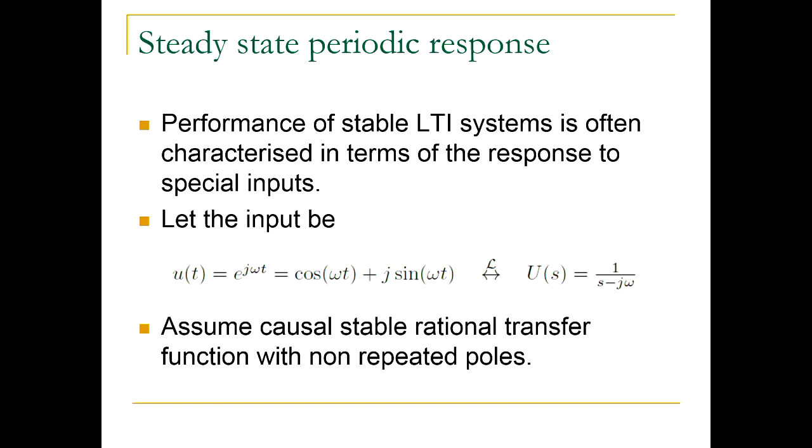So what I'm now assuming is that I have a causal, stable, rational transfer function with non-repeated poles. Why non-repeated poles? Well, calculations are simpler. We can repeat this proof for repeated poles, but then calculations will be a bit more difficult, and without loss of generality, I can just concentrate on this. So all the main ideas will still be captured by what I'm going to do next. I will restrict the class of plants to have non-repeated poles. The system has a causal, stable transfer function.